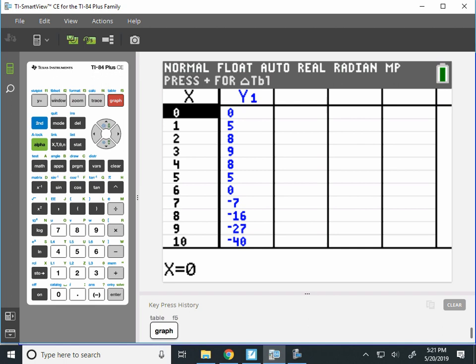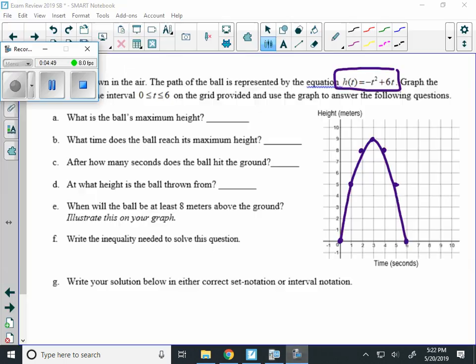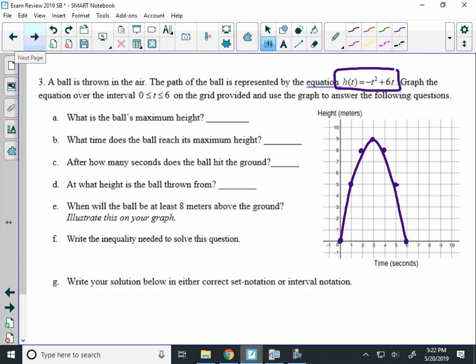Go ahead and hit pause on the video. All right, you should have plotted your points. This is the graph that you're going to get. Now, the question, what is the ball's maximum height? Well, the highest height looks like 9 meters. I know it's in meters because I looked at the units. What time does the ball reach its maximum height? Well, that seems to happen down here at 3 seconds.